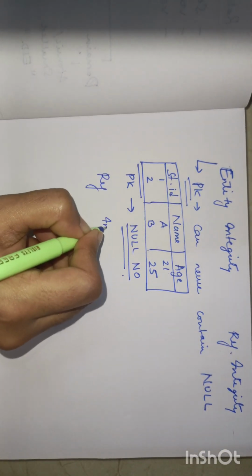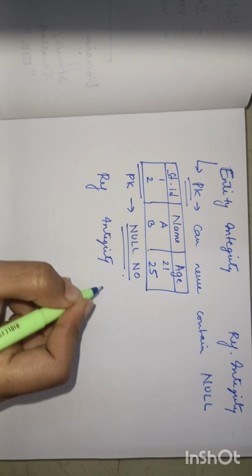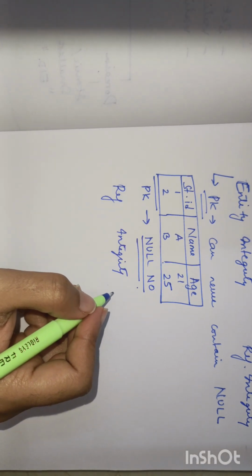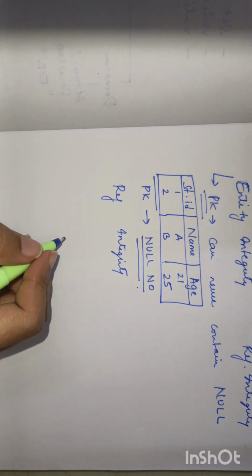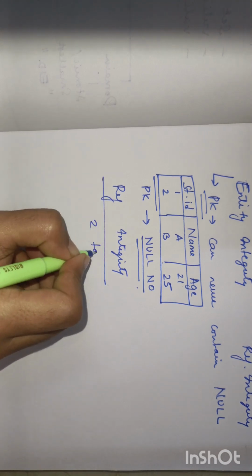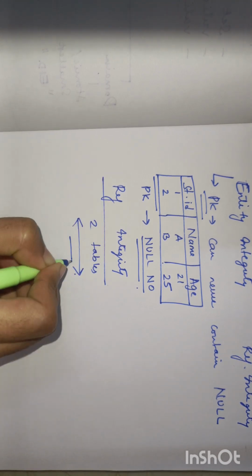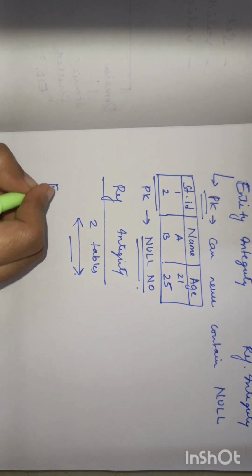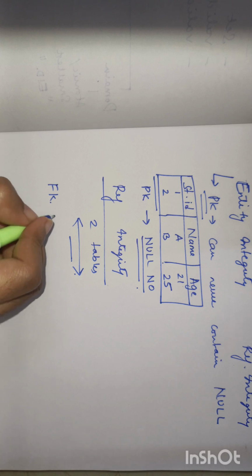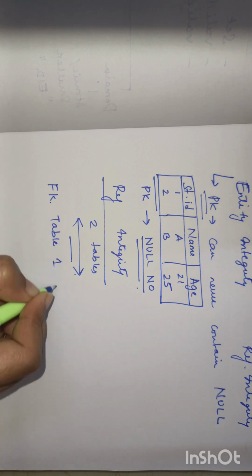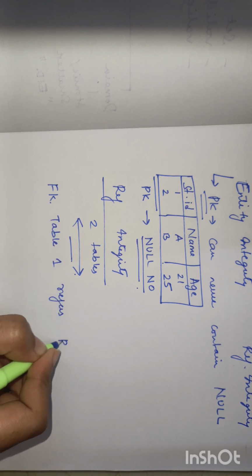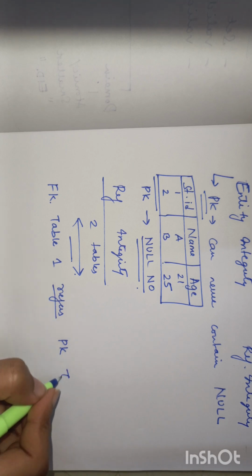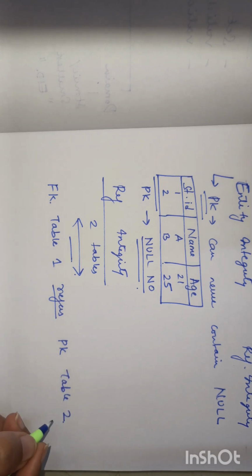Now what is referential integrity? The same thing, you can give an example and explain. Referential integrity is something that can be specified between two tables. We need two tables. It gives a specific relationship between the two tables, like a reference. So say a foreign key in table 1 refers to the primary key in table 2. It means that every value of a foreign key in table 1 must be null or available in table 2.